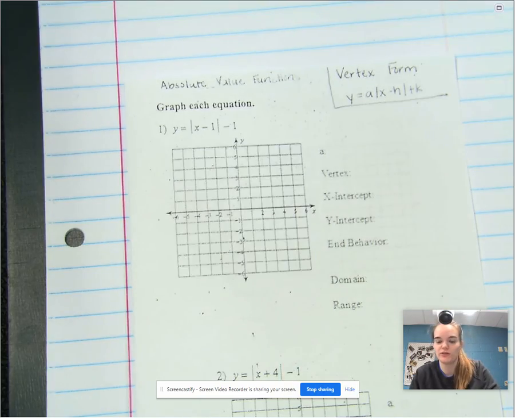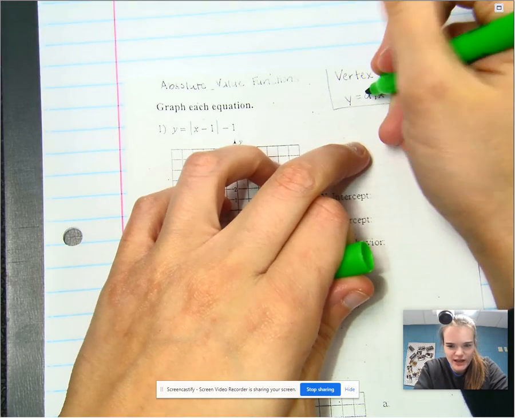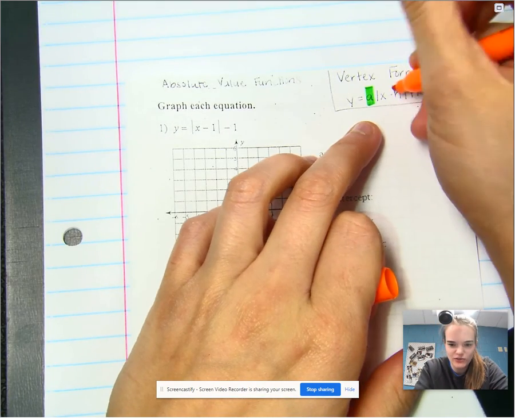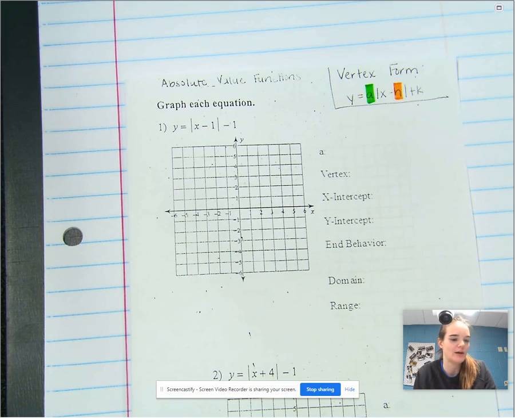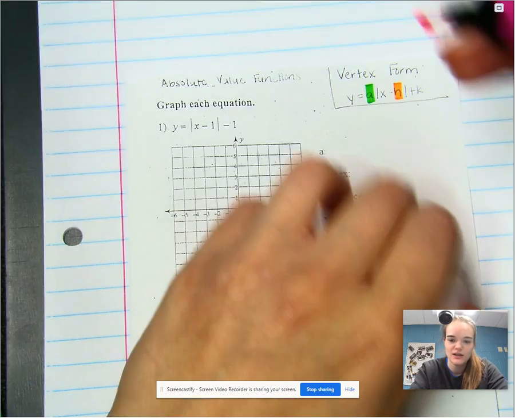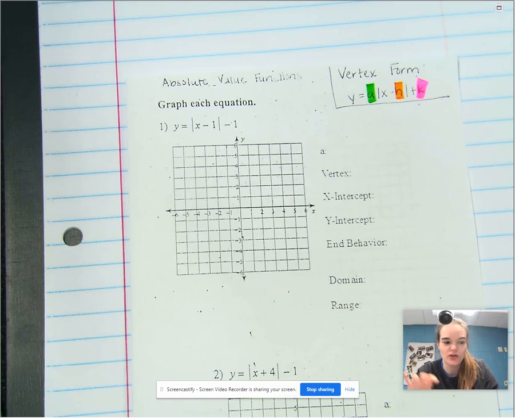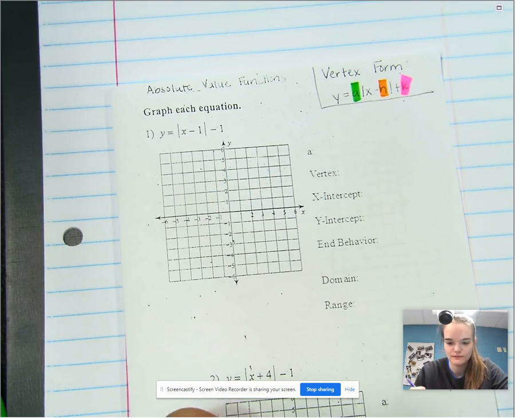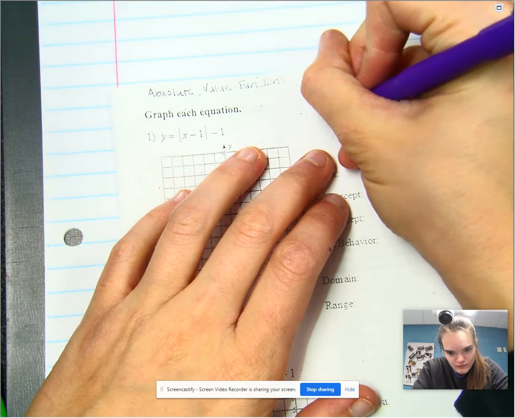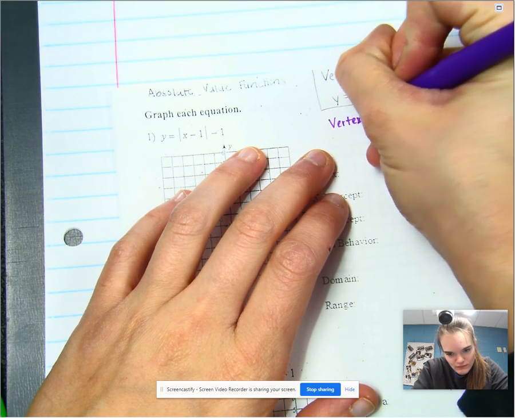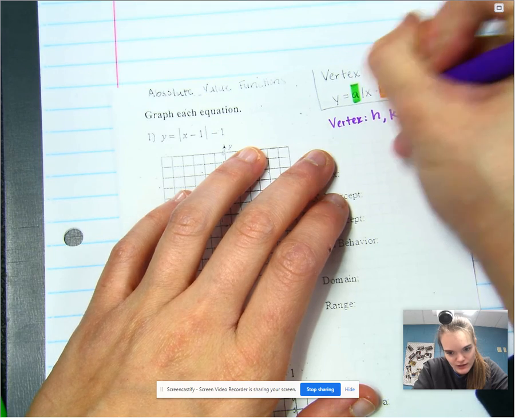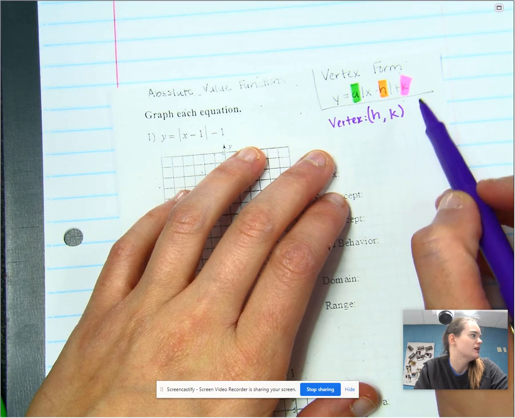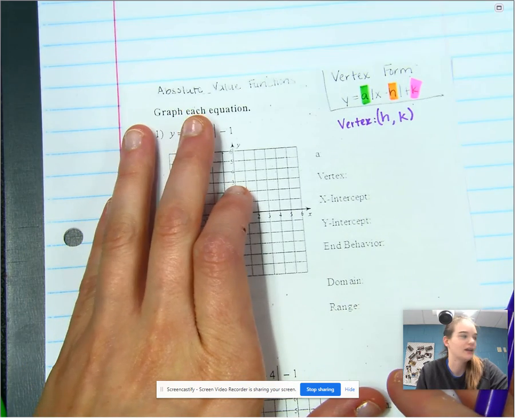We have 3 special pieces. We have A, which acts like slope, by the way. We have H. Notice it's minus. So whatever's on the inside, we're actually going to do the opposite of that. And then we have K. H and K are the vertex. So the vertex is H, comma, K. See how H is negative here, but it's not here, so we will put the opposite in. K is positive, so we leave K alone.